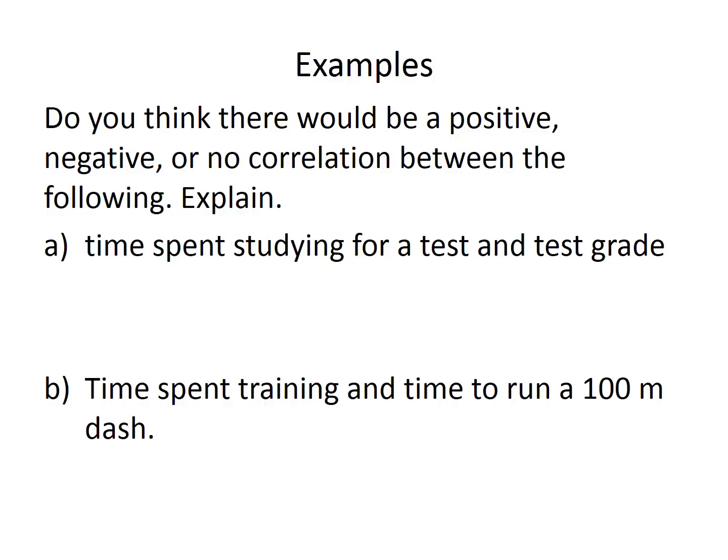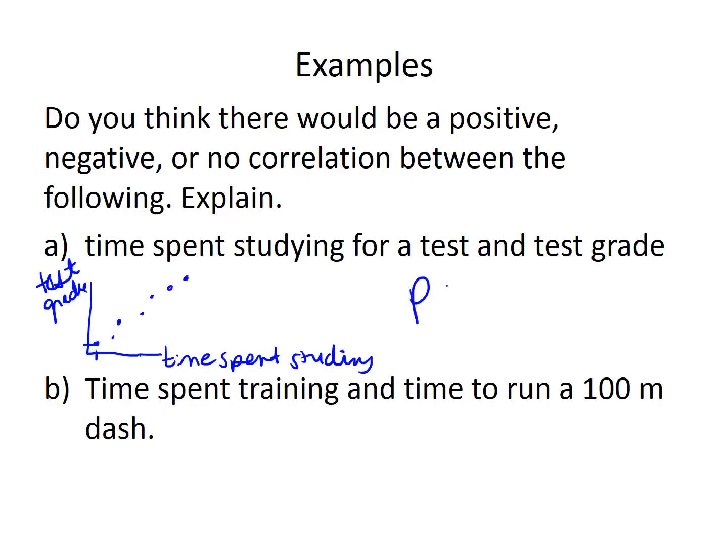Example, do you think there would be a positive, negative, or no correlation between the following? Explain. Time spent studying for a test and test grade. So if we think about time spent studying, and the dependent variable would be test grade, depends on the time studying, we expect for over here little time spent studying, a lower test grade, right? But the more time spent, the higher the test grade. So we would expect it to have a positive correlation.